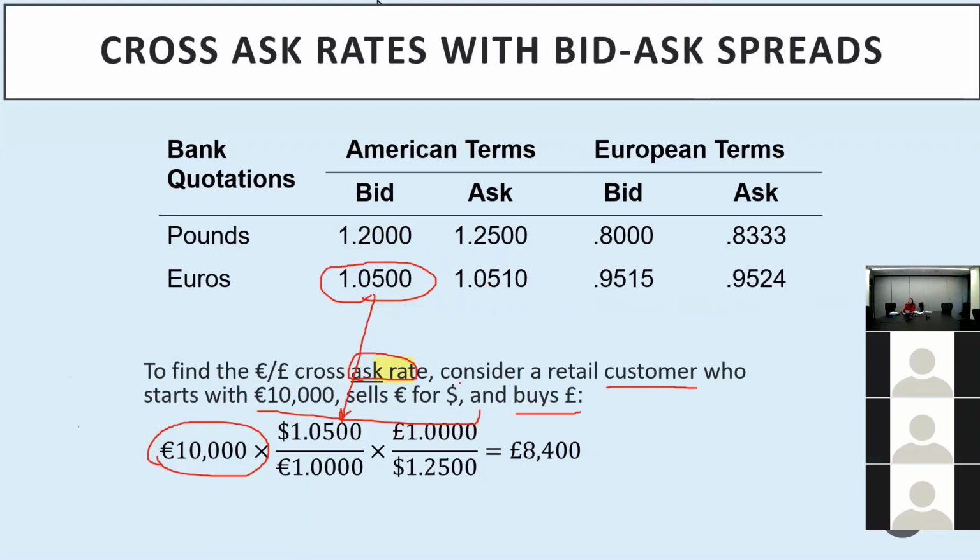So once we get the dollar, we then use the dollar to buy the pounds. So when we buy the pounds, when we sell the dollar, we'll be selling at the bid rate, which is the reciprocal of the bank's pounds ask rate. Okay.